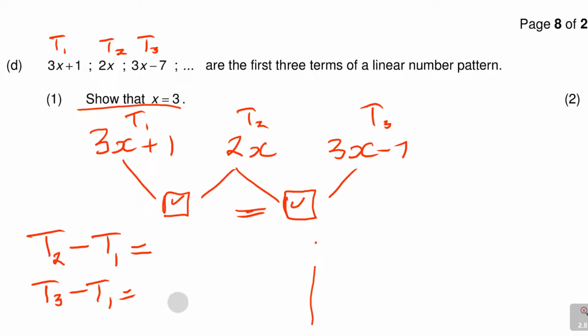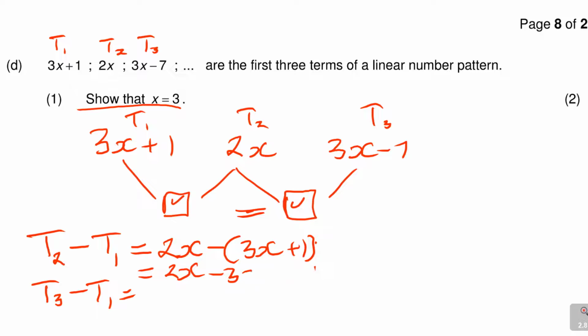So let's do it. What is T2 minus T1? It is 2x. Now be careful. When you say minus, put a bracket here and then say 3x plus 1. You see that? That's where they were going to catch you. Which is 2x minus 3x, then minus 1. You see where they're going to catch you. Which is equal to 2x minus 3x is minus 1x, which is minus x minus 1.